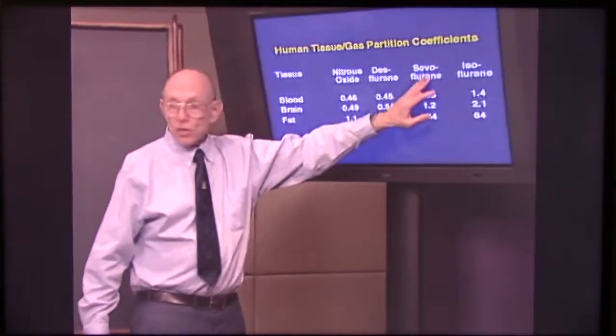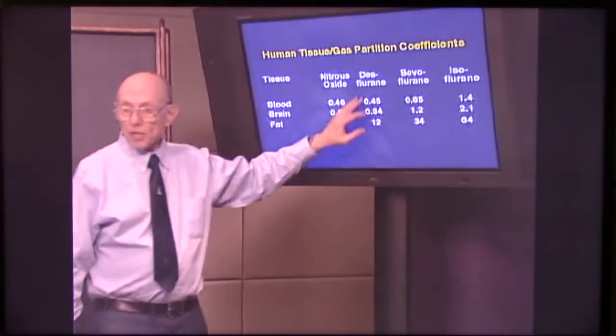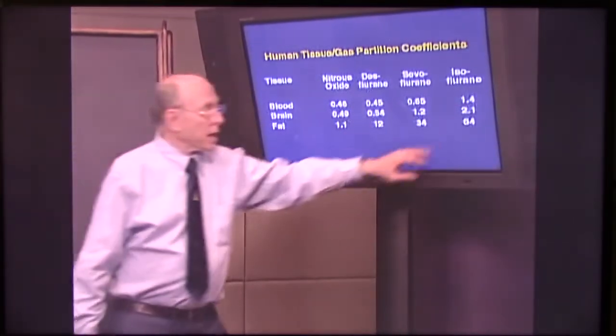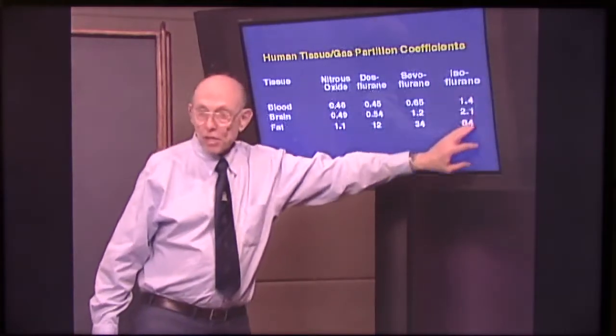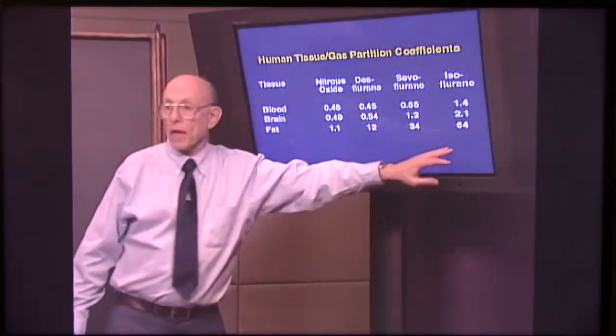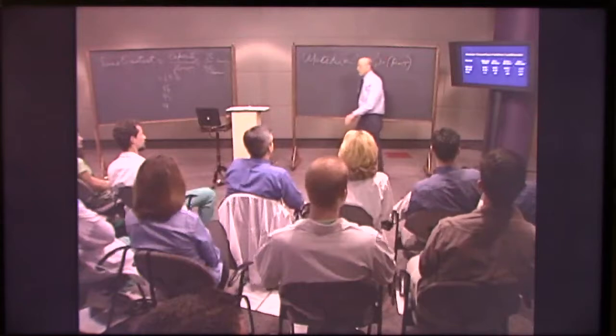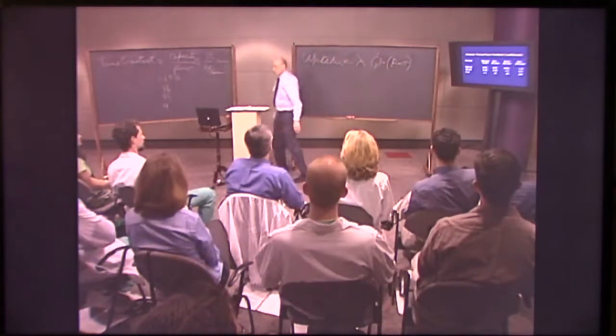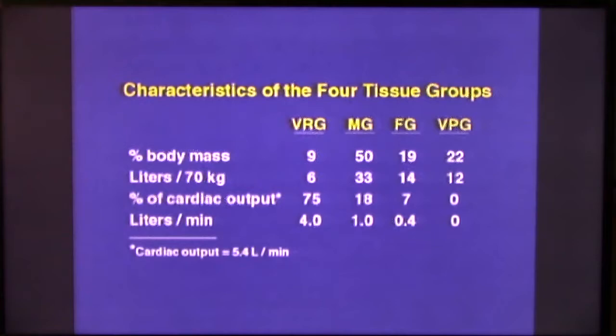Sevoflurane, on average, is about twice as soluble as desflurane. And isoflurane, on average, is about twice as soluble as sevoflurane. If we had halothane on this chart, we would note that it is about twice as soluble as isoflurane. Now, the solubility and the blood flow to tissues determine how quickly tissues will equilibrate with the anesthetic delivered to them. And this, too, is reflected in the FA/FI ratio.